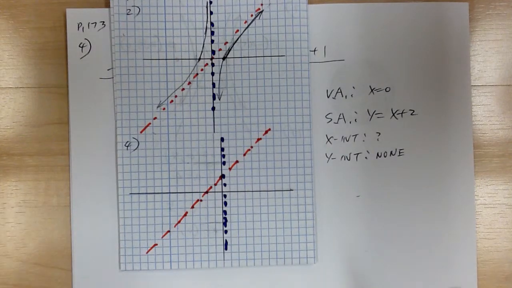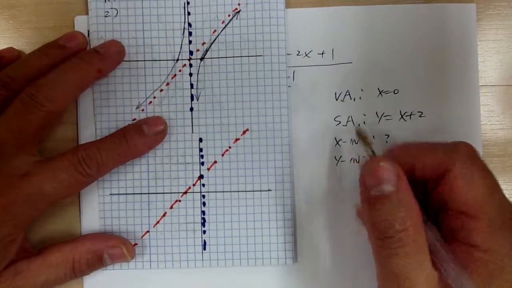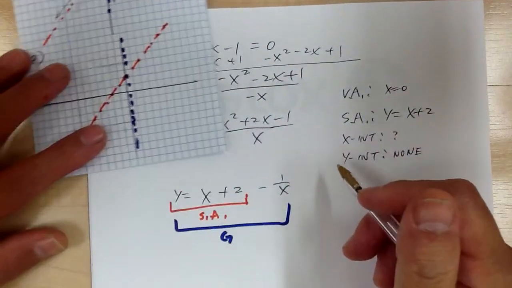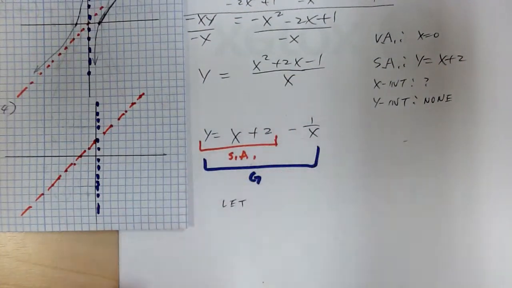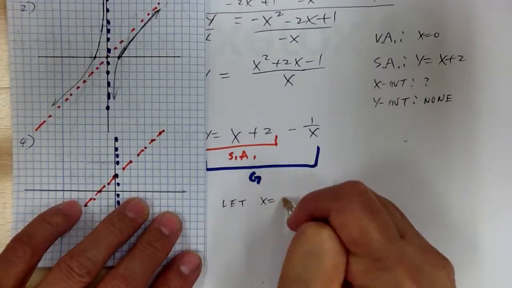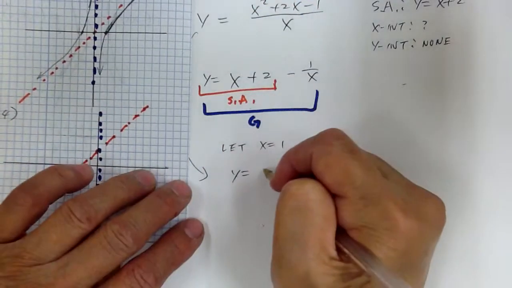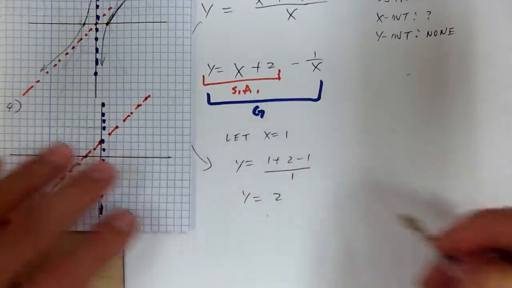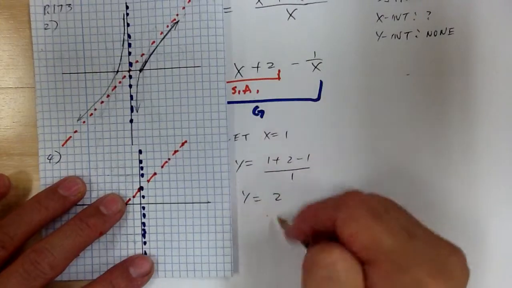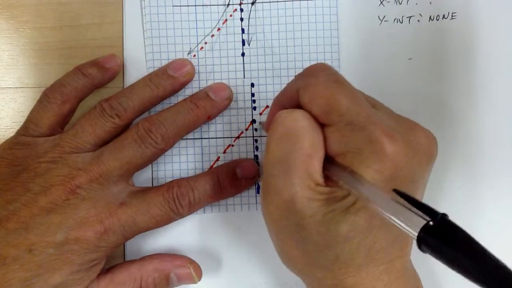So what do you do? It's very simple: you just get points. You can let x equal to 1, for example. That would be the easiest thing to do. You cannot let x equal 0 because that's where the asymptote is. So let x equal to 1, and I'm going to put it over here. Using this equation, you get 1 plus 2 minus 1 over 1, so y equals 2. So you have the point 1 comma 2, right over here.